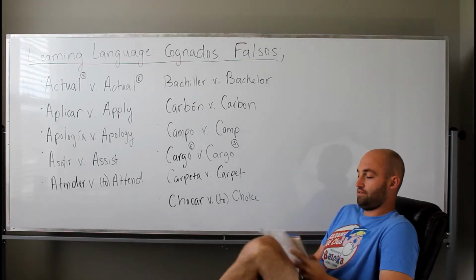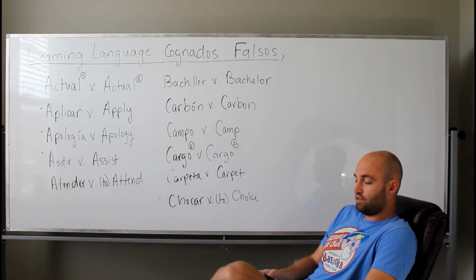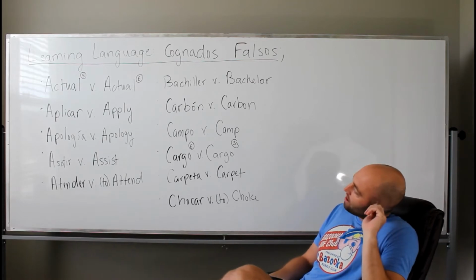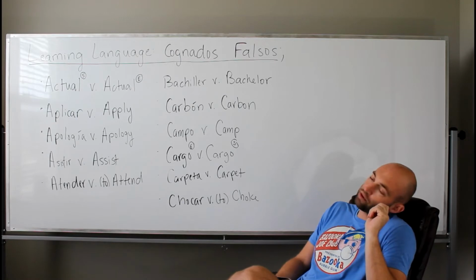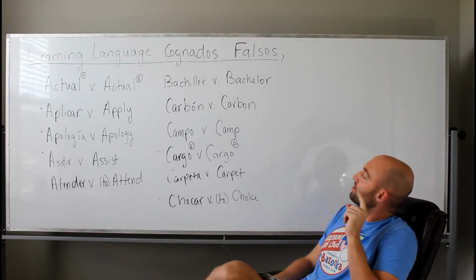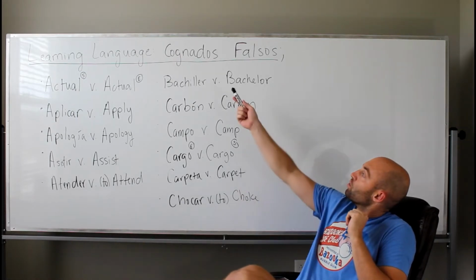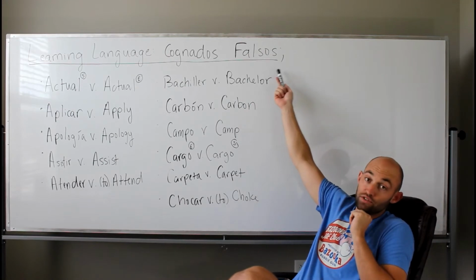False cognates. What is a cognate? A word that looks the same or sounds the same between two languages but has a different meaning. False. Cognados falsos, son falsos.